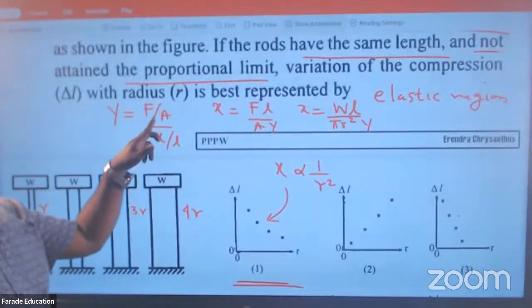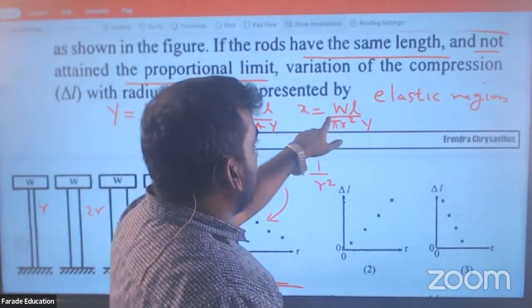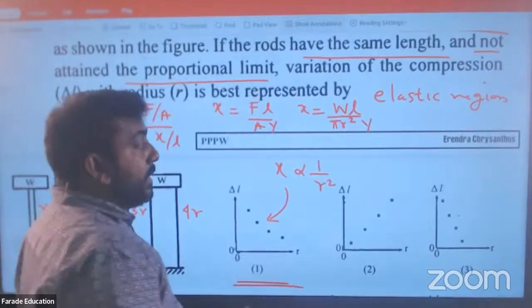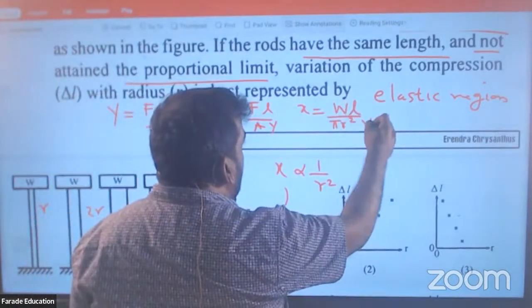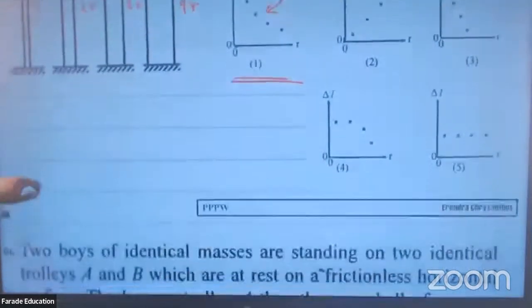So look at the variation here carefully. Young's modulus is stress over strain. Rearrange it. X inversely proportional to R squared. Load, length, pi, Y all constant. From this you can build the basic relation. Okay. Right.